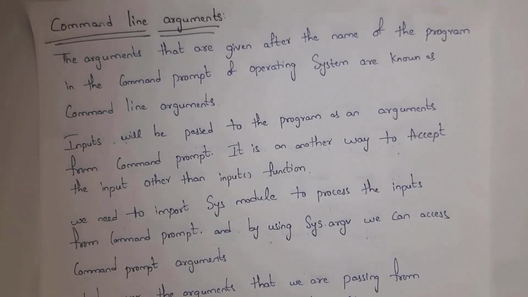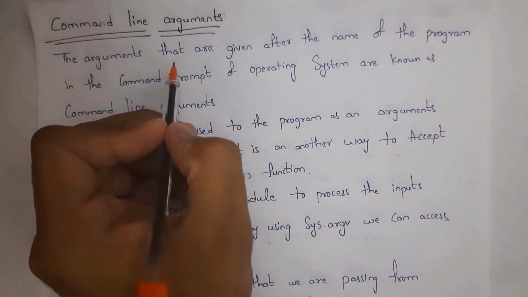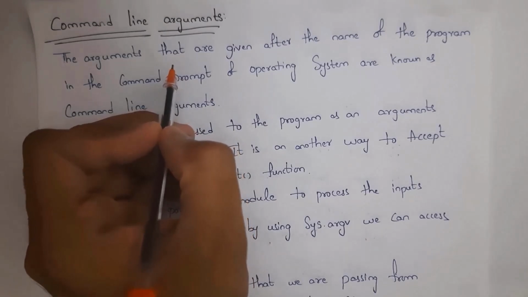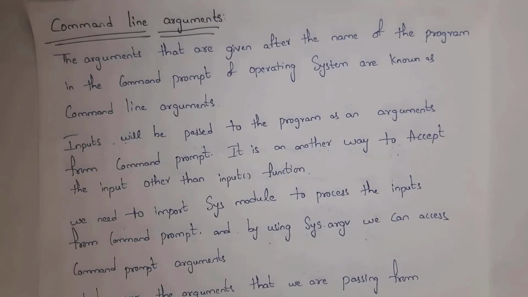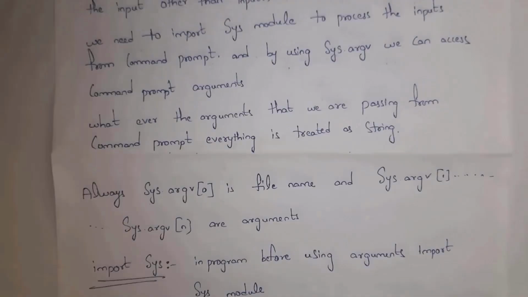To explain the definition of command line arguments: the arguments that are given after the name of the program in the command prompt of the operating system are known as command line arguments. Whatever inputs you give on command prompt, we call those inputs arguments. And we need to import sys module to process the inputs from command prompt. I already said before, at first you need to import sys module. And by using sys.argv, we can access command prompt arguments. And whatever the arguments that we pass from command prompt, everything is treated as string.